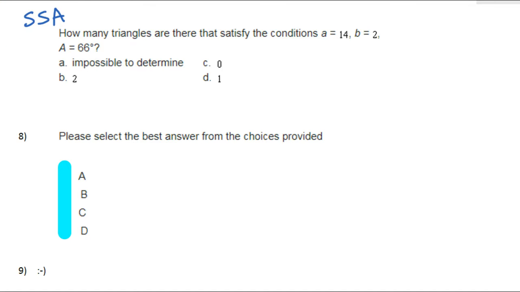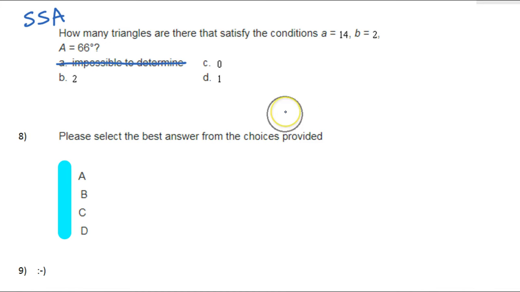That's important to recognize because that's when you have the ambiguous case, when it's possible that there will be no triangles, or there might be one triangle, or there could be two triangles. So it's never going to be impossible to determine. So that's not a thing. So 0, 1, or 2. Here's how you can tell.